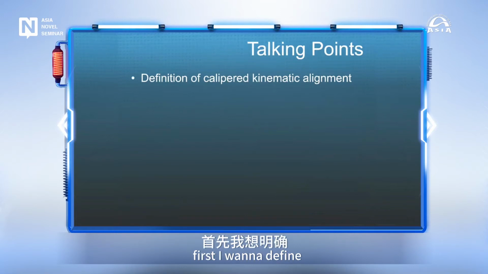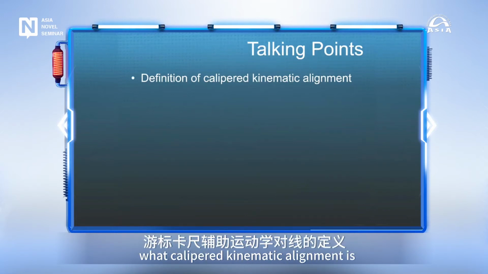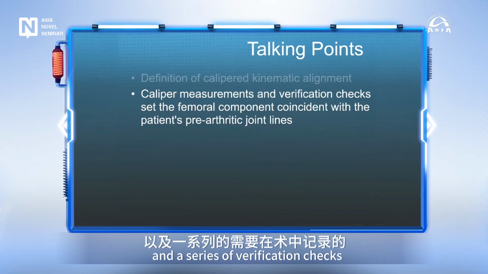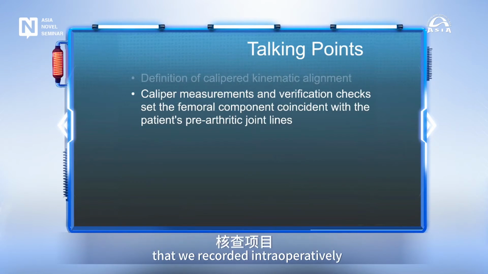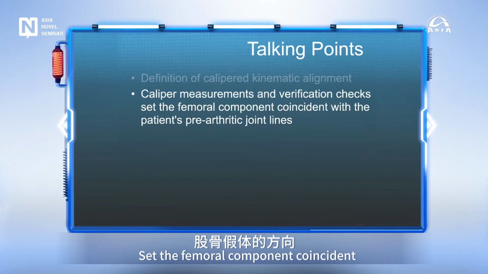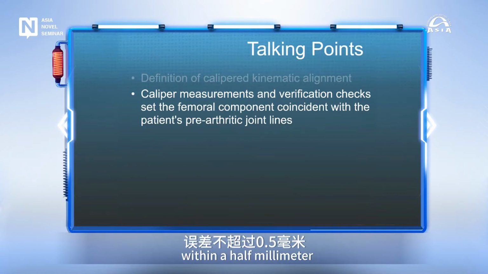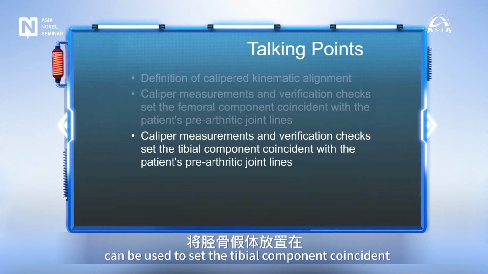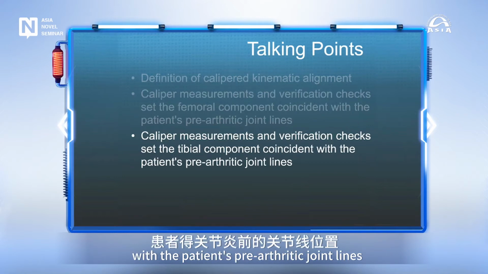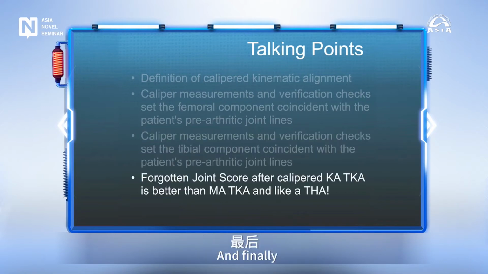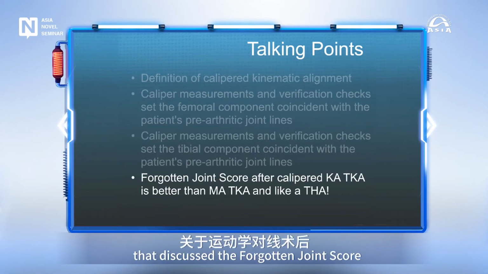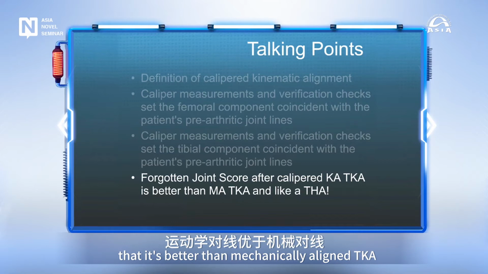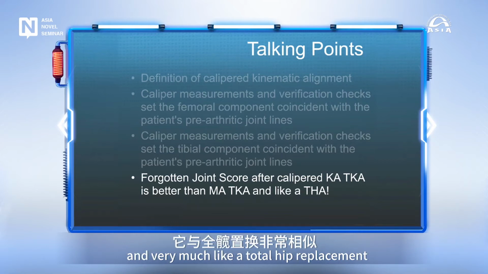My talking points: I first want to define what calipered kinematic alignment is. I then will discuss the caliper measurements of the bone resections and a series of verification checks that we record intraoperatively to set the femoral component coincident with the patient's prearthritic joint lines within 0.5 millimeters. I'll then show that these same steps can be used to set the tibial component coincident with the patient's prearthritic joint lines within 0.5 millimeters. And finally, we'll look at a couple of studies that discuss the forgotten joint score after kinematic alignment. I believe you'll find enough evidence there that it's better than mechanically aligned TKA and very much like a total hip replacement.